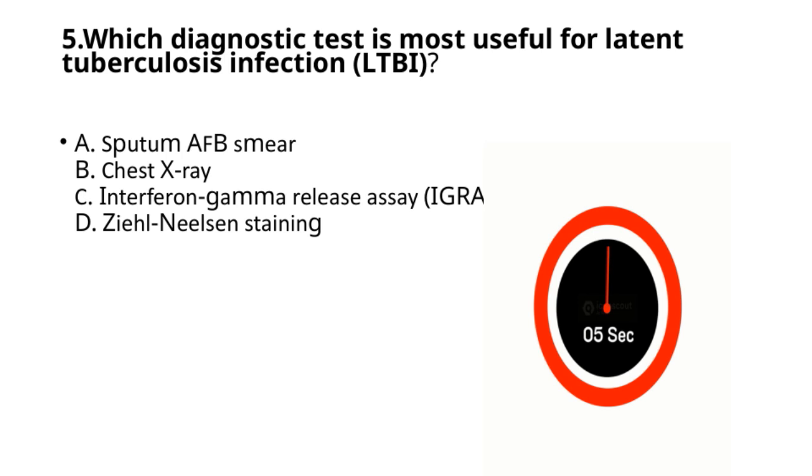Unlike sputum smears or chest X-rays, which are more geared toward active disease, IGRA specifically detects immune responses indicative of latent infection. This makes it especially valuable in screening individuals who don't show symptoms but may still harbor the bacteria. So, in the context of our overall theme, early detection and prevention, using the right test like IGRA for latent TB is crucial for controlling the spread and initiating timely treatment.